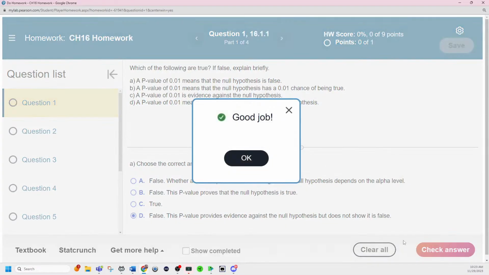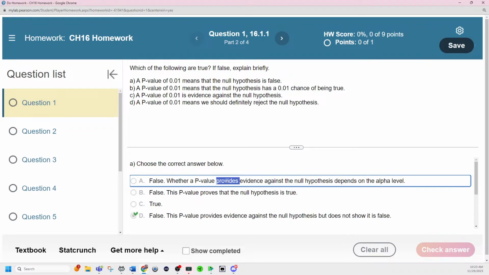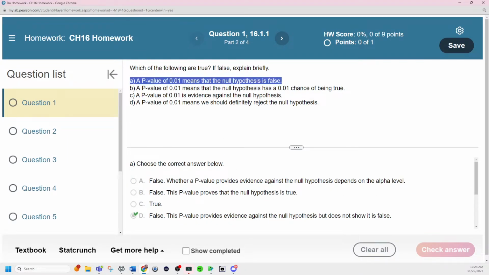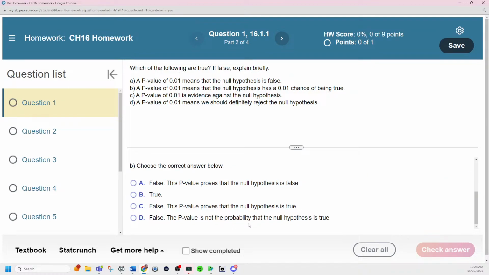This p-value provides evidence against the null, but it doesn't show it's false. That's true. And do we have sufficient evidence is the alpha? Just the way that's worded, because really we should know the alpha, but we don't really say the null is false. We say we reject or not reject. So when we reject, we have enough evidence against the null. A little tricky, Pearson. You're not going to catch me today.